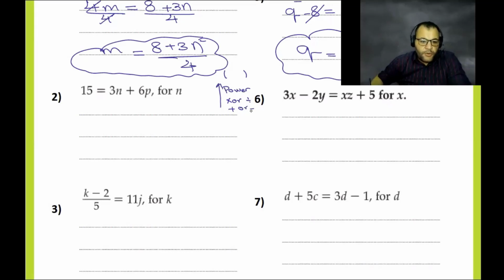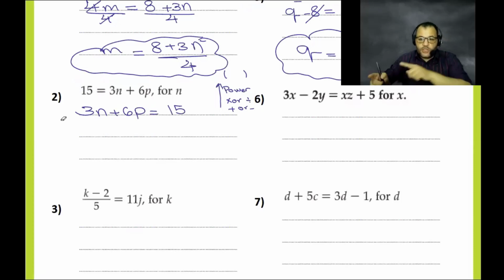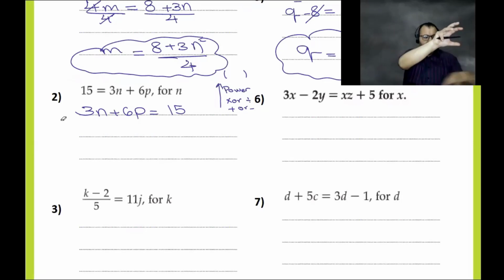The first one, I need to solve for n. Where is n? That's n. So just write the variable that you need to solve for on the left-hand side. So I will change all of them. I will write this expression at the left and all of this one at the right, because we need to solve for n. So it will be 3n plus 6p equals 15. If you change the left to the right and the right to the left, nothing changes.